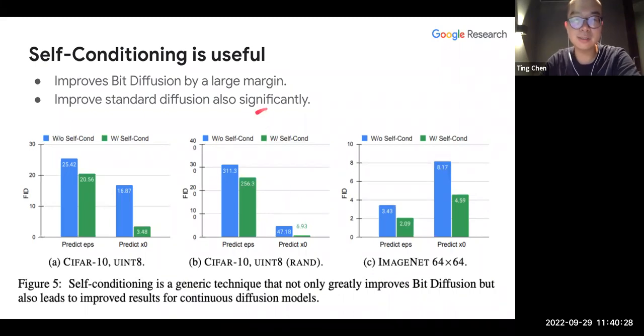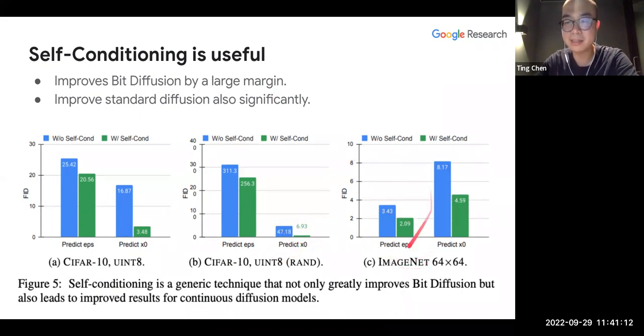Now for all these changes, how much do we gain? We should mention Bit Diffusion, where you model the discrete data. Having self-conditioning actually helps substantially, improving things by a large margin. If you look at these two on CIFAR-10, you have two discrete Bit Diffusion models here. The blue bar is without self-conditioning, and the green bar is with self-conditioning. You can see a huge drop in FID, where smaller is better. So this is very important to use for discrete image generation.